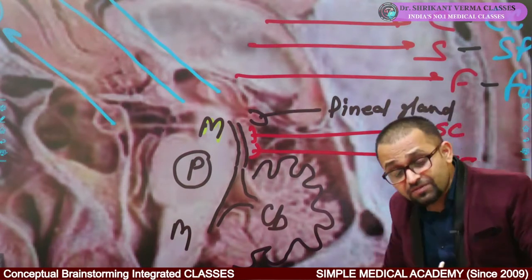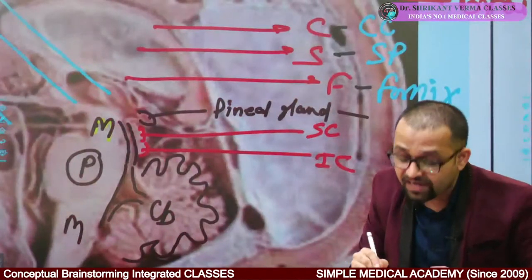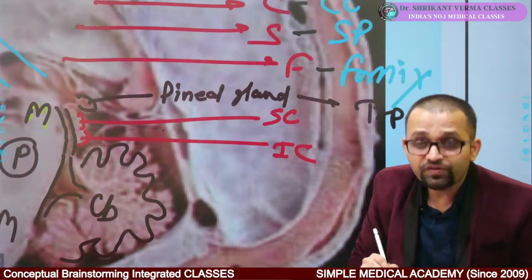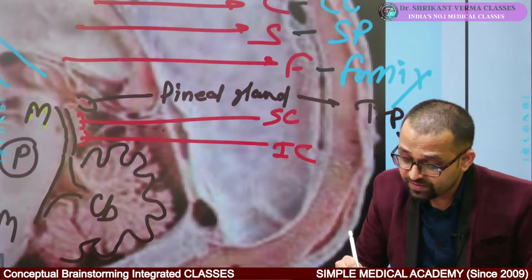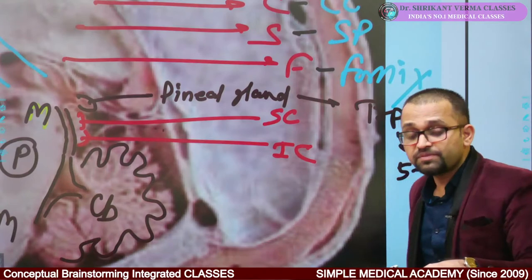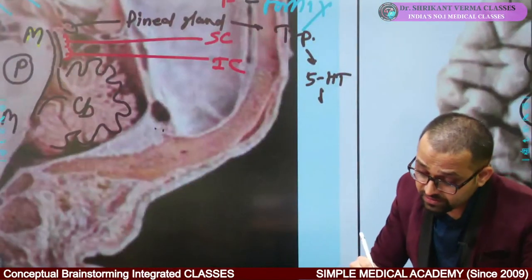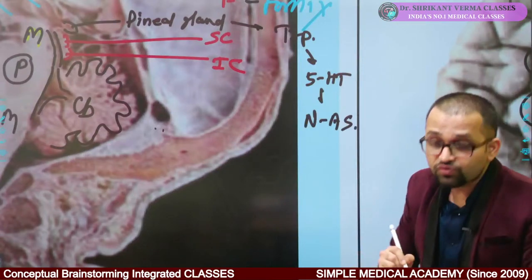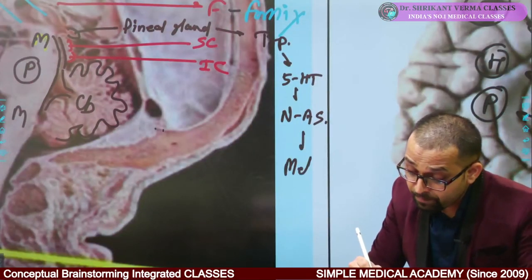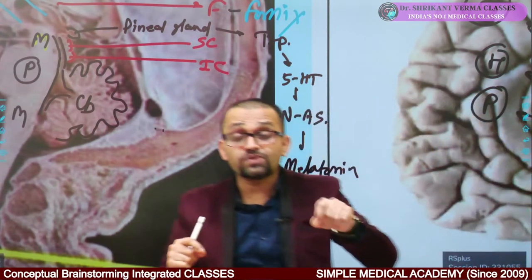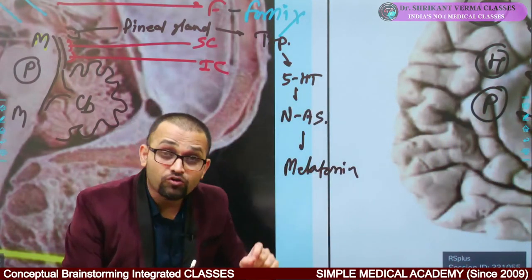Yes, biochemistry integration in this pineal gland. Remember, tryptophan. Then this tryptophan makes 5-hydroxytryptamine. Yes, you will see, this is nothing but our serotonin. It will make N-acetyl serotonin and ultimately it will make melatonin. Getting the point? Yes, melatonin, which controls our circadian rhythm, which controls all the biological clock.